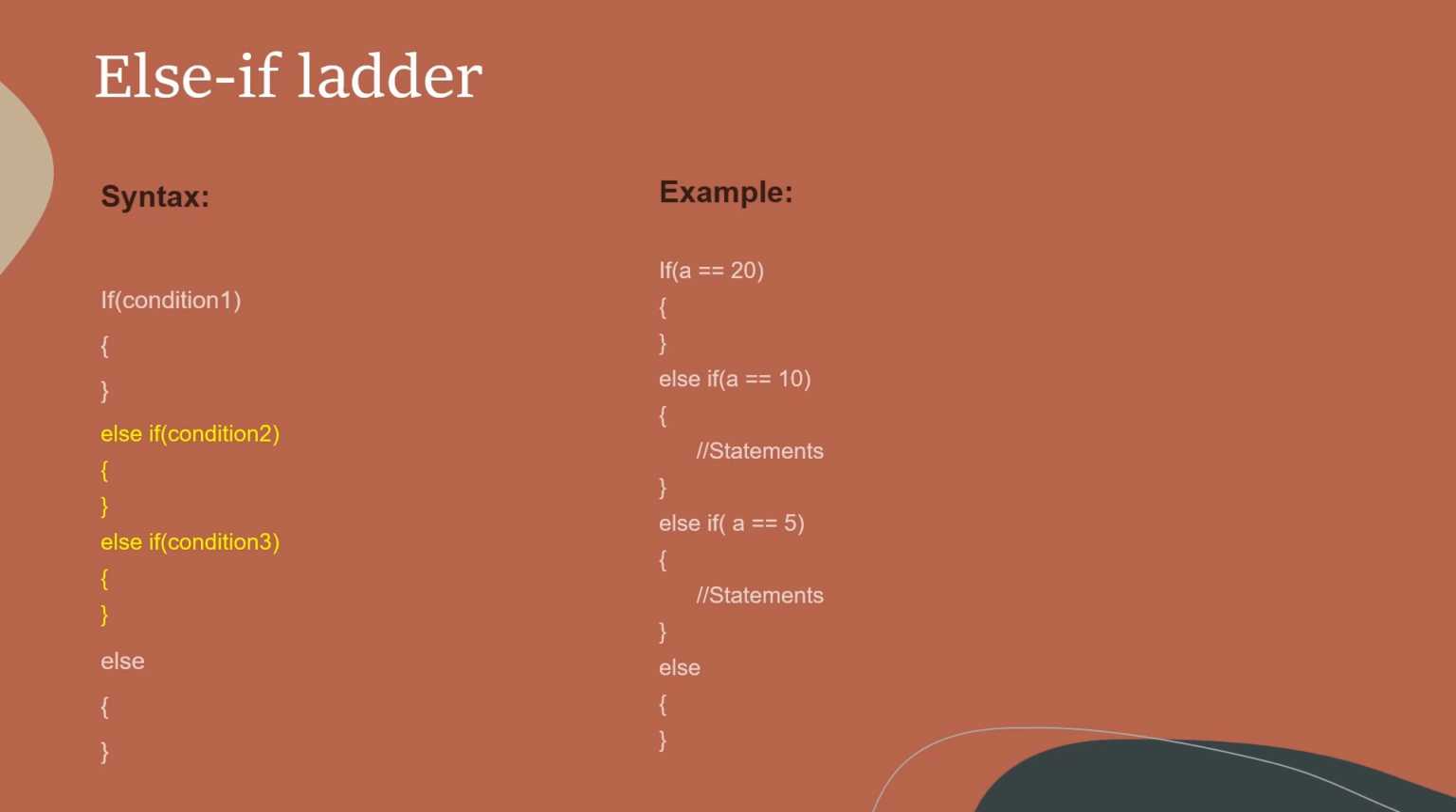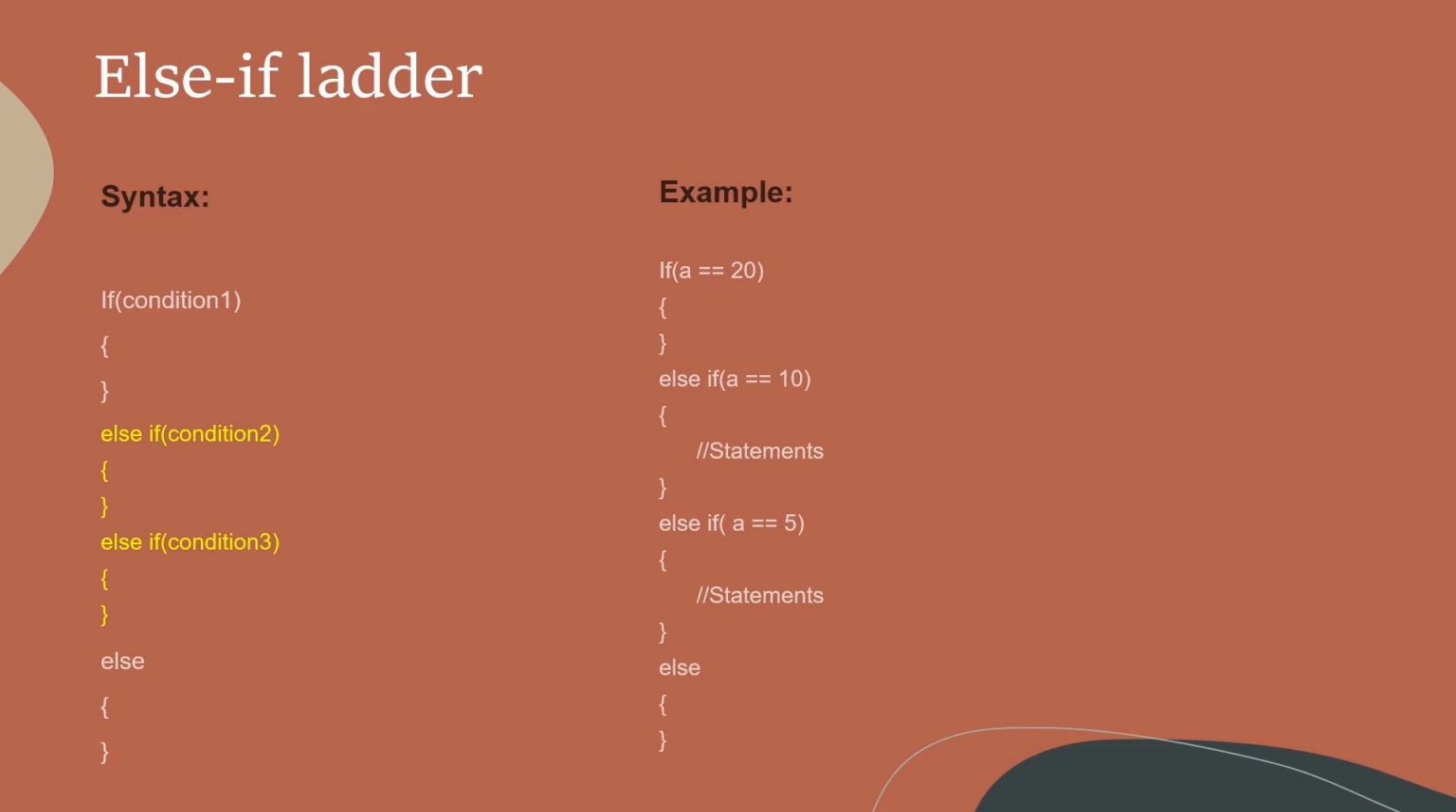The next available else if statement is A equal to 10, which is again not satisfied. So it will go down and check the next condition, that is A equal to 5. Now this condition is satisfied. So the statements under this block will get executed, and all the other statements inside the other if and else if statements will be ignored.